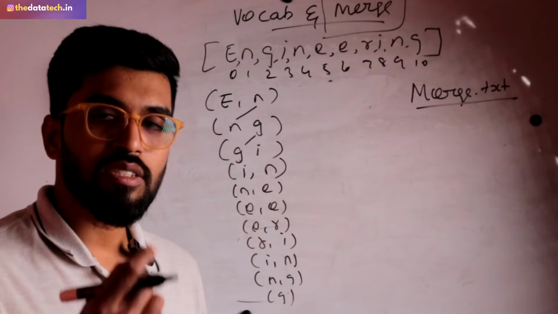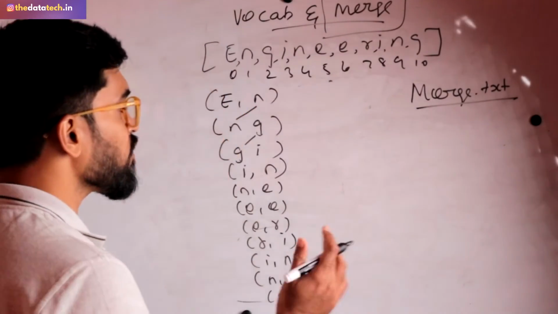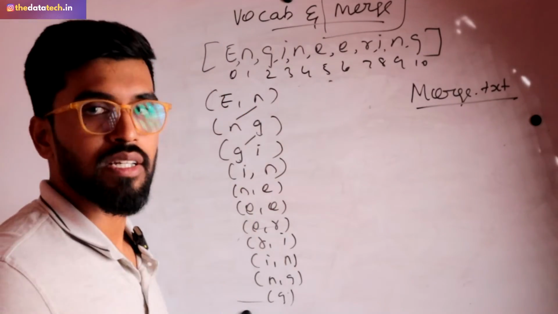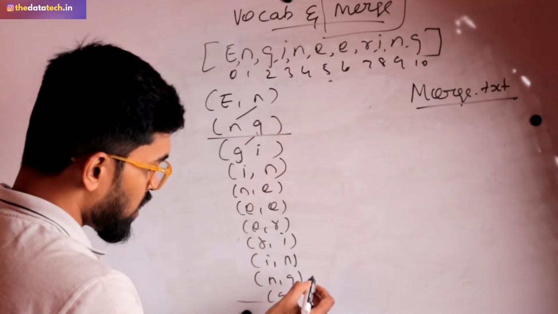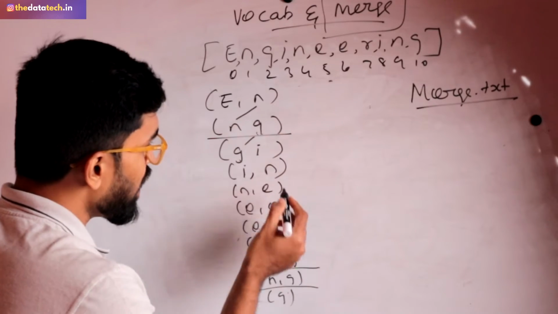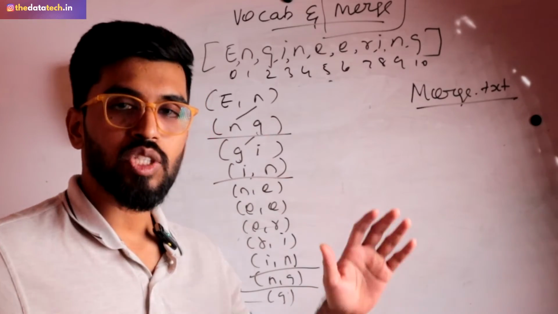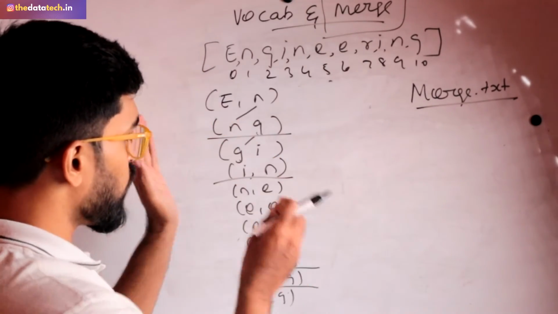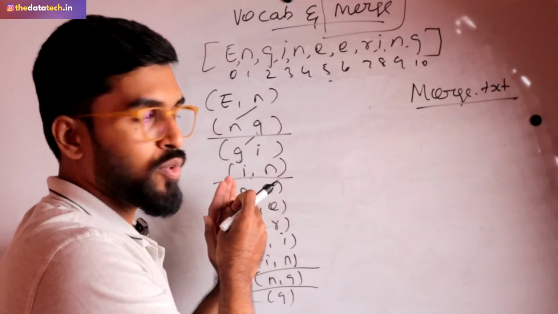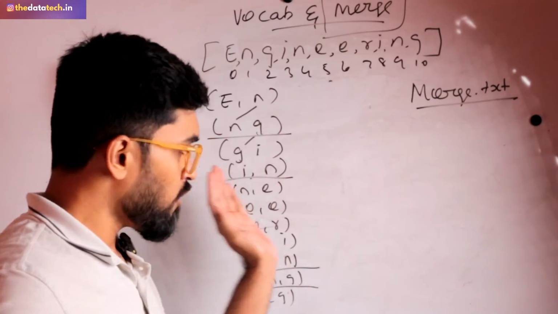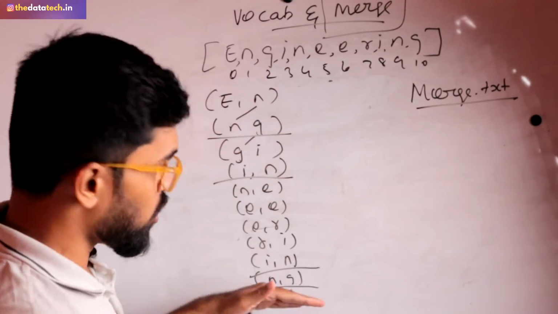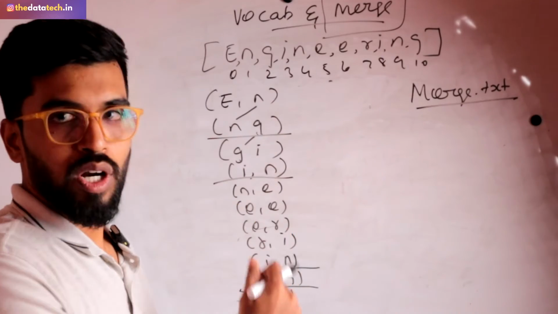And what is the very first priority of BPE? It will check whether any pairs are repeating. For example, if you see, NG is repeating twice and IN is also repeating twice. Now it will start checking from left to right. So if you write it horizontally, left to right it checks. So that means from here to here. So it's like a top to bottom approach.